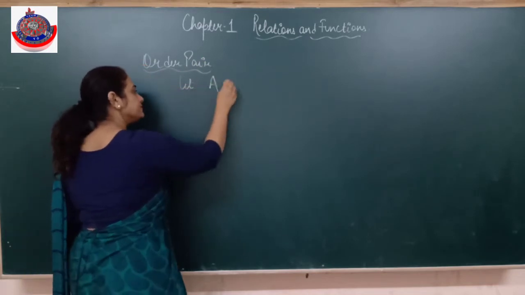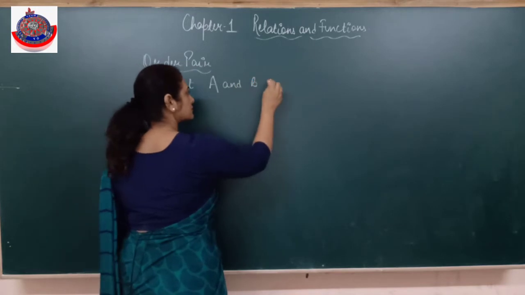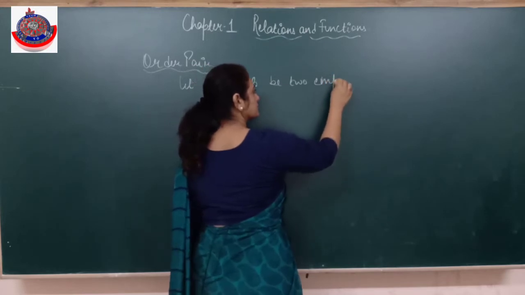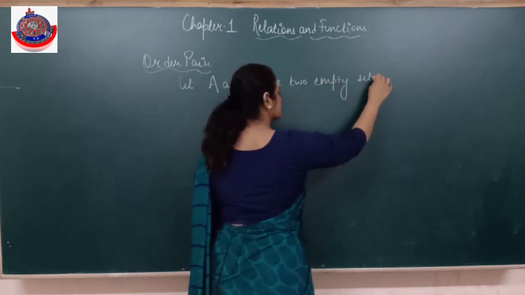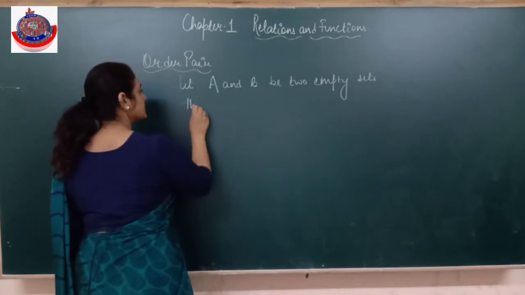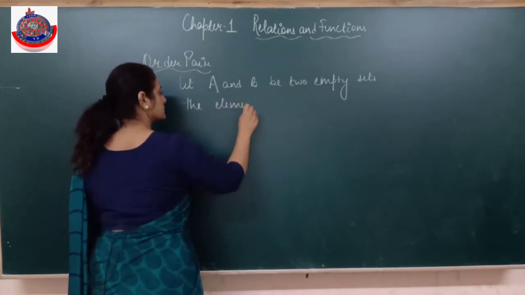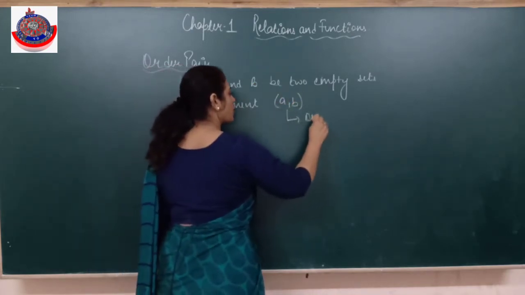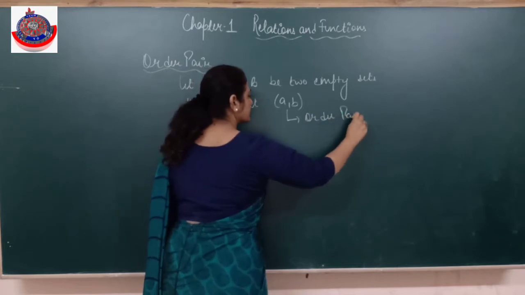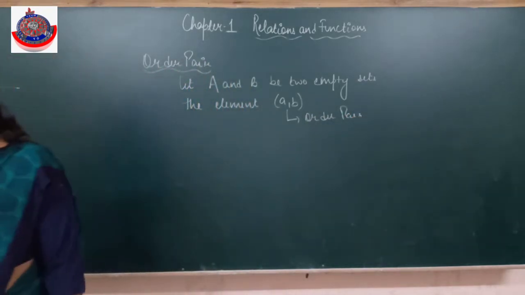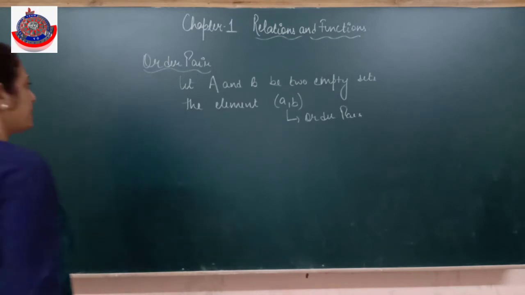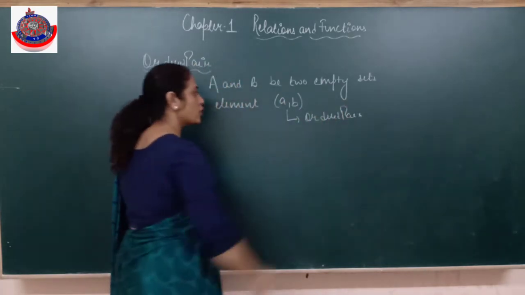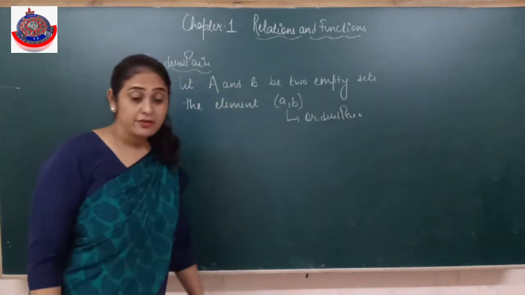Let A and B be two non-empty sets. The element (a, b) is called an ordered pair. Is it clear? This is called an ordered pair. Alright, fine.